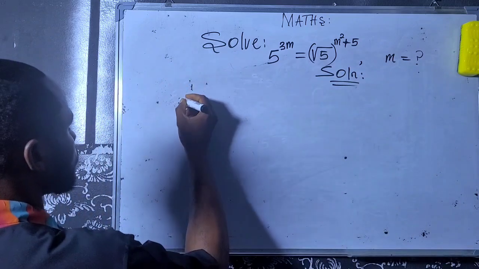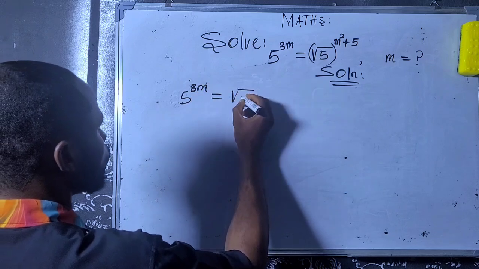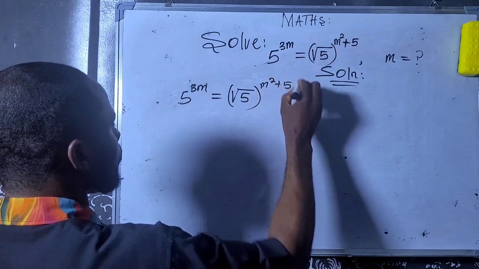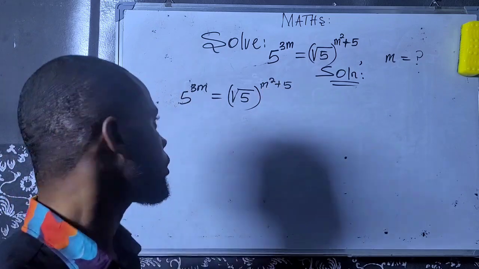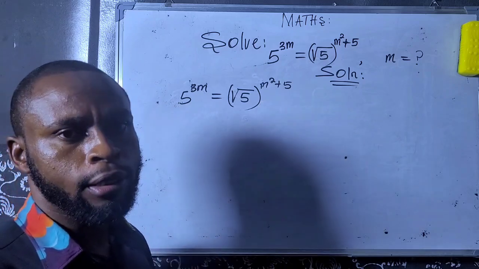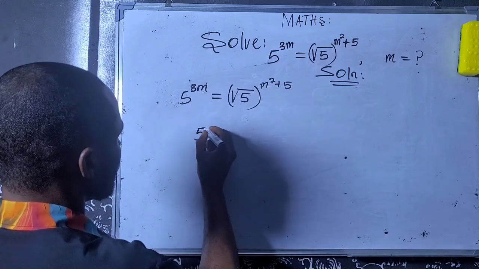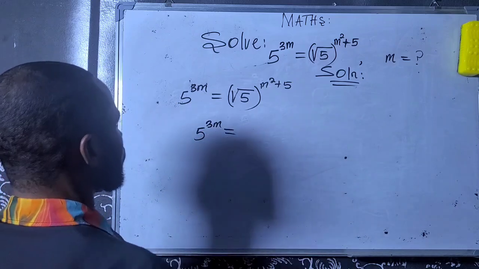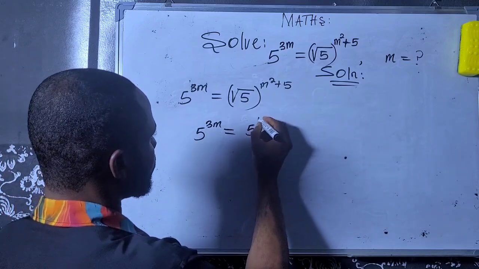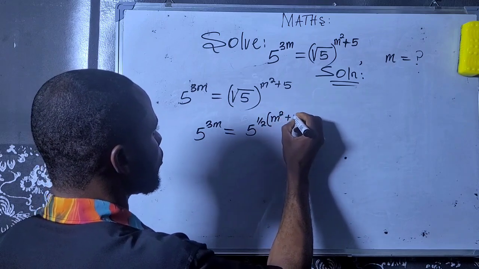I come down here with the question: 5 to the power of 3m equals square root of 5 to the power of m squared plus 5. Here, we are going to start working with the right hand side of the equation. Now, I bring this down. 5 to the power of 3m equals square root of 5, which can also be expressed as 5 to the power of 1 over 2, then multiplied by m squared plus 5.